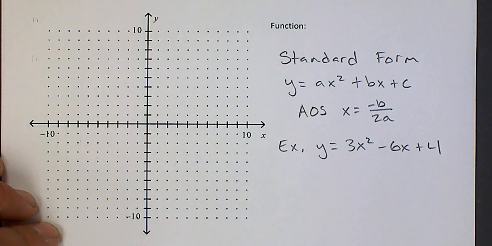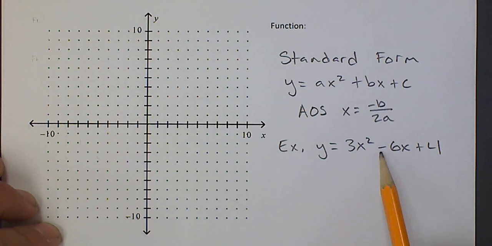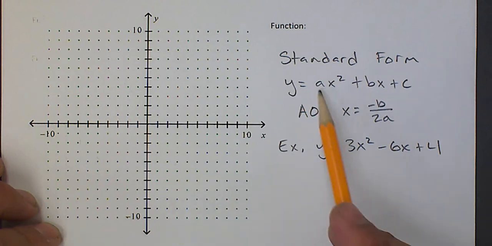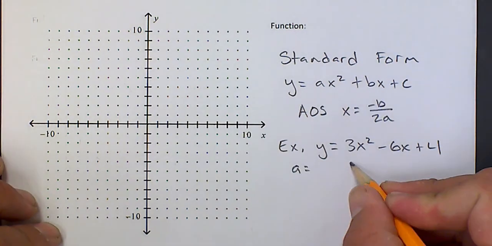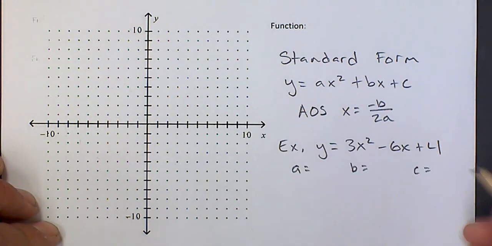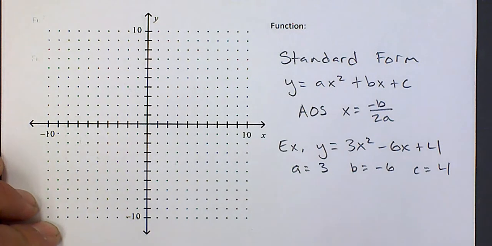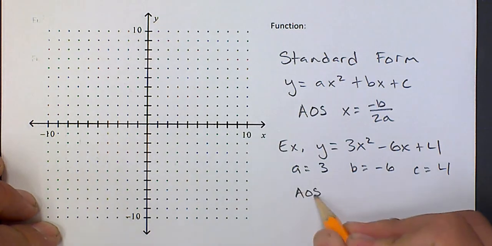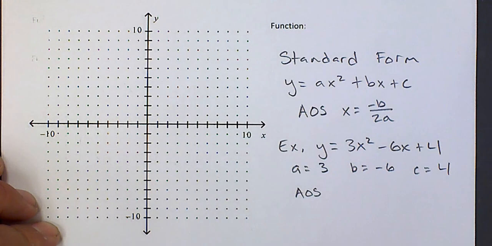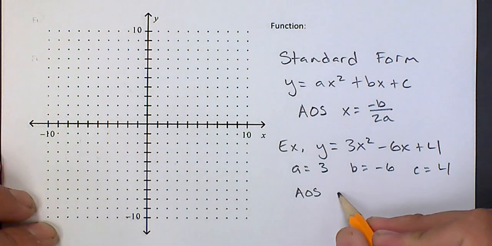First thing you need to do is recognize that this is in standard form. This equation is in standard form. 3x squared minus 6x plus 4 follows the form ax squared plus bx plus c. So we can identify a, b, and c. A is 3, b is negative 6, c is 4. We can apply the formula for the axis of symmetry of x equals negative b over 2a to find the equation for the axis of symmetry.